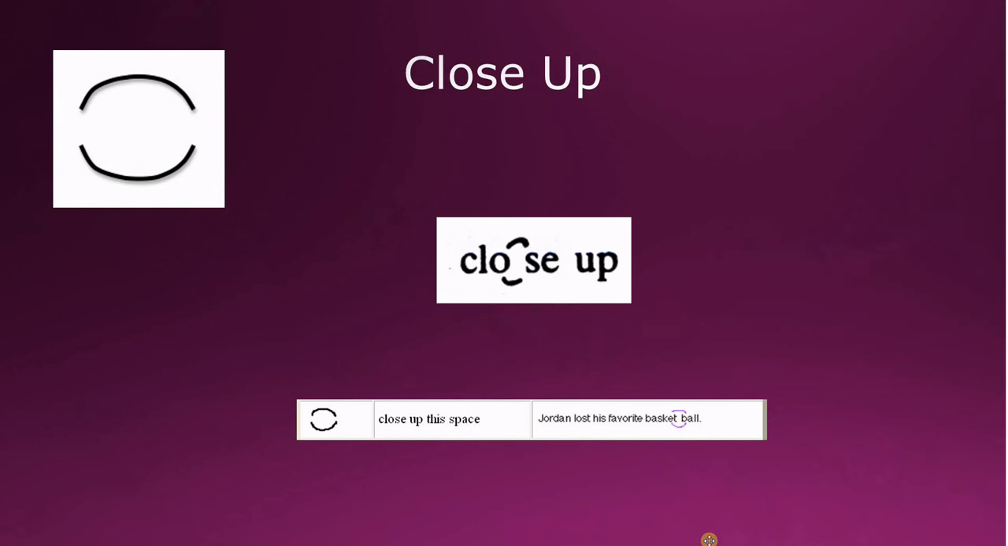The next symbol is close up, or close up the space. Close up space is very important to use when you see that you have one too many spaces between words. In this example you have Jordan lost his favorite basketball. You know that basketball should be one word. So you would need to use the symbol for close up space so that after you're done editing you have basketball together. Making sure that you join words is important.